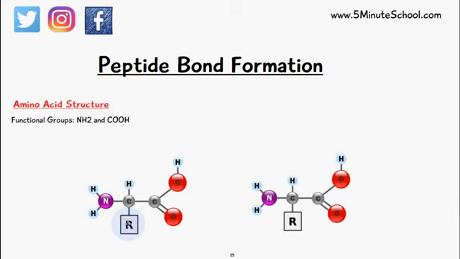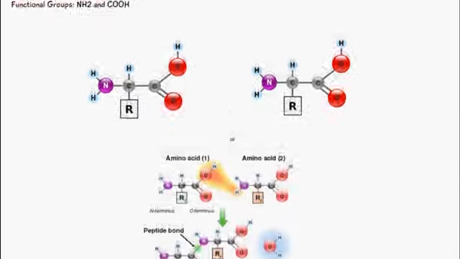Anyway, we have this basic structure of an amino acid, and we need to join them together in a peptide bond. That's the name of the bond between amino acids. We need to join all of these amino acids together in a long row because that's how we get peptides and that's how we get proteins. And proteins are essential for human function. So how do we join these amino acids together?